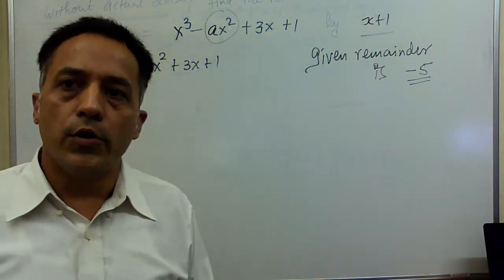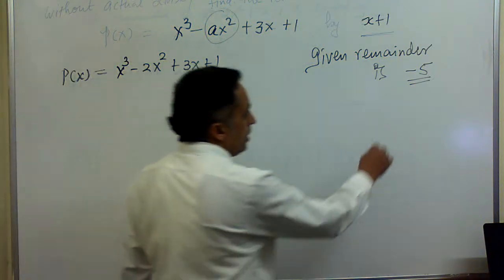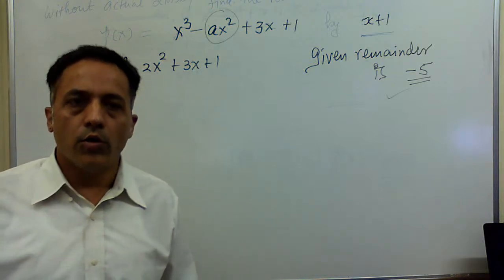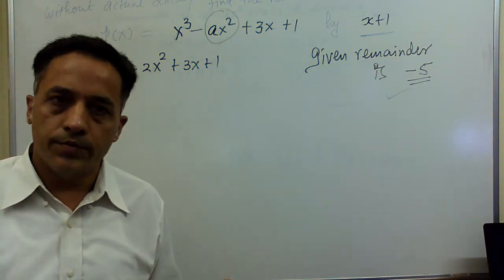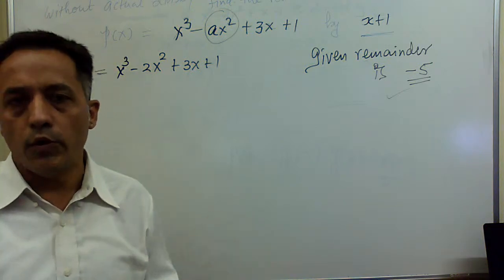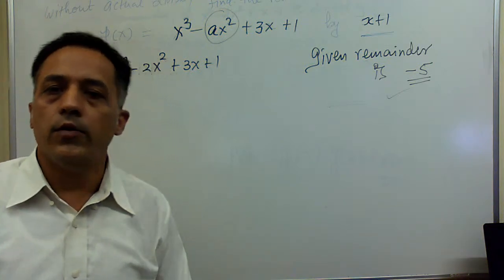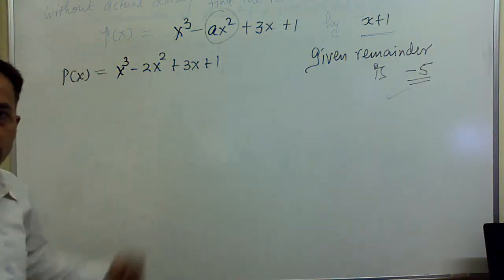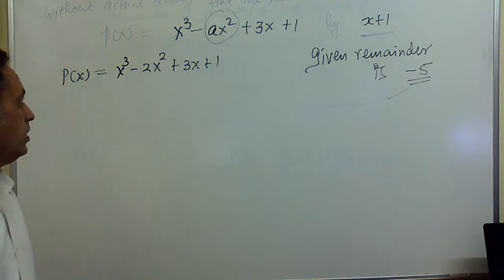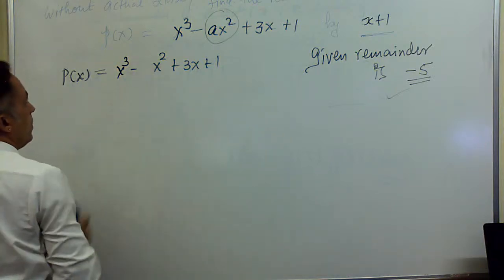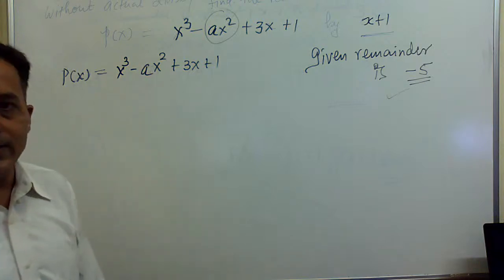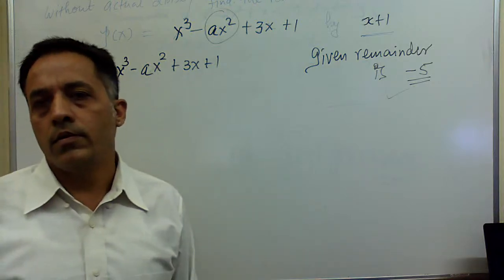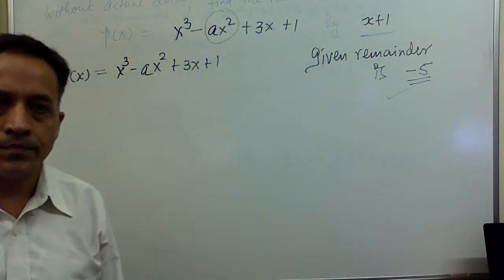remainder will be given to you. So either you find remainder or you get the unknown value. So anyone out of these both, if you have to find, then the other value will be given to you. So here remainder is given minus 5 and the polynomial is p of x is equal to x cube minus ax square plus 3x plus 1. So previously when we had solved the sum by dividing by x plus 1, we got minus 5.